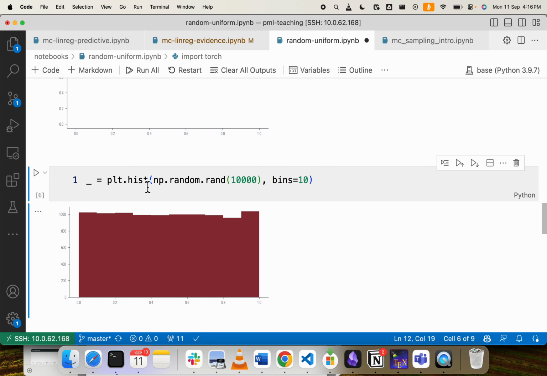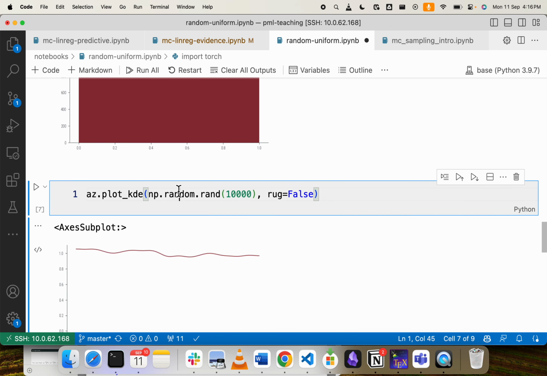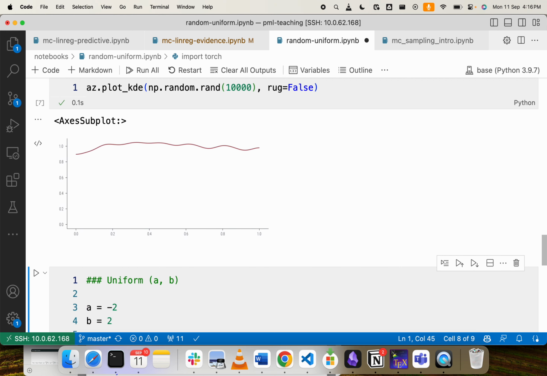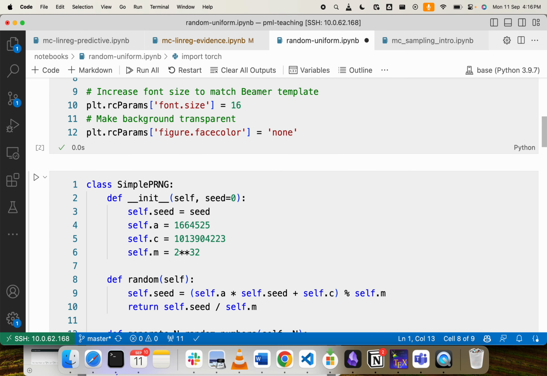If we were to instead use numpy.random.rand, numpy's random uniform generator, the histogram is fairly similar, and so is the KDE plot. Right, so it seems that we've been able to get samples from a uniform distribution between 0 and 1. Right. Questions on this?